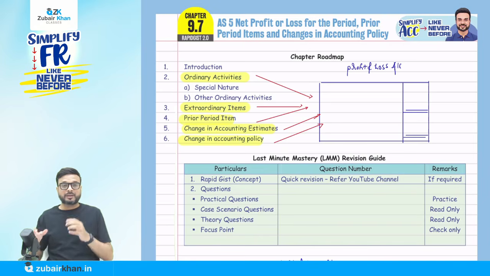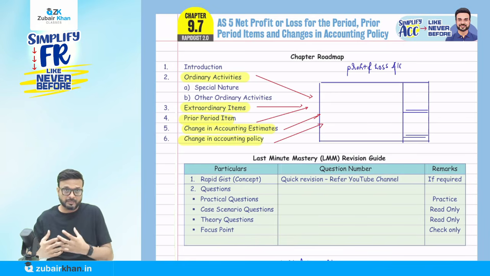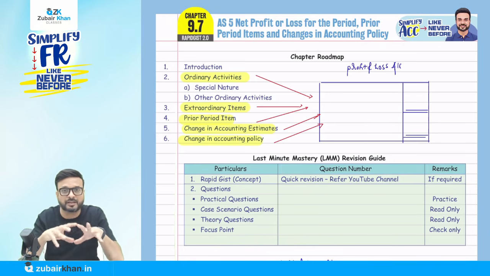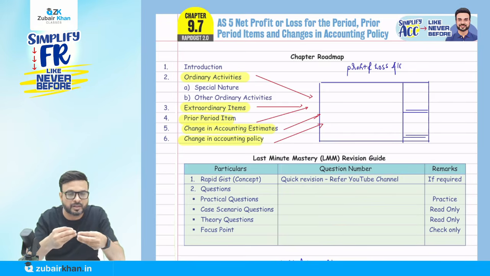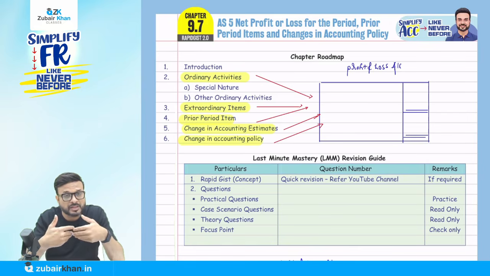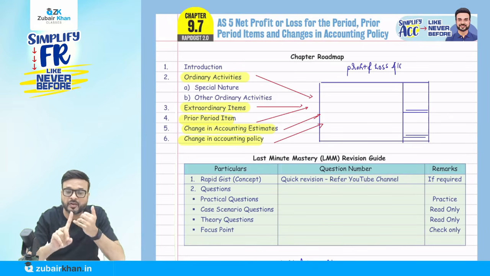Accounting Standard 5 says how to present these items in my P&L account. But why is it important? What does it mean to present in the profit and loss account? Because when we prepare it, different types of items come: ordinary activity from the core nature of business, and there might be some extraordinary item like a fire, which is clearly distinct from the normal nature of business.